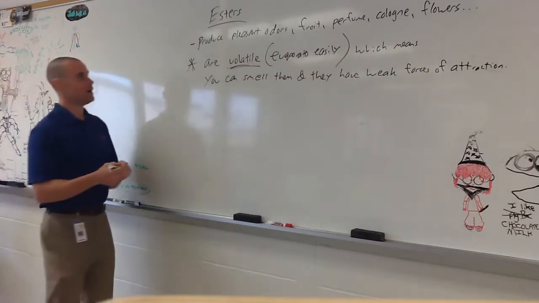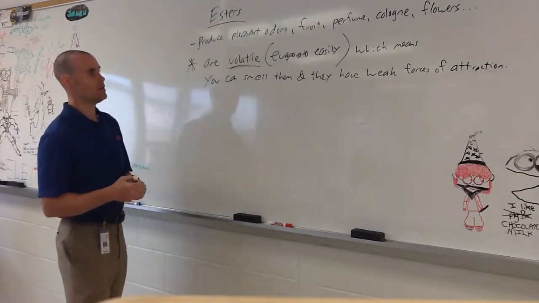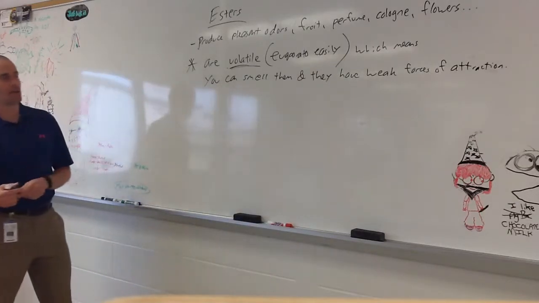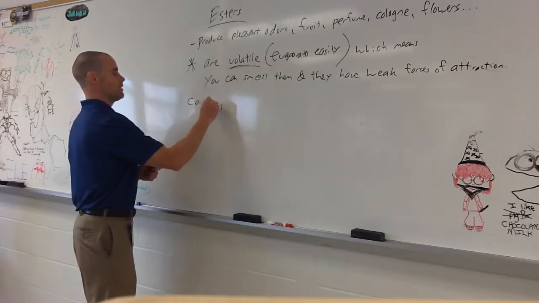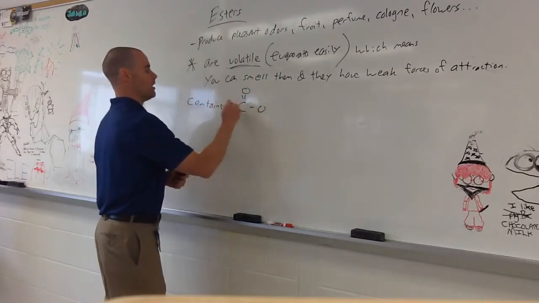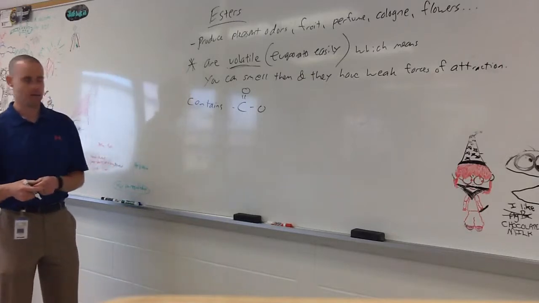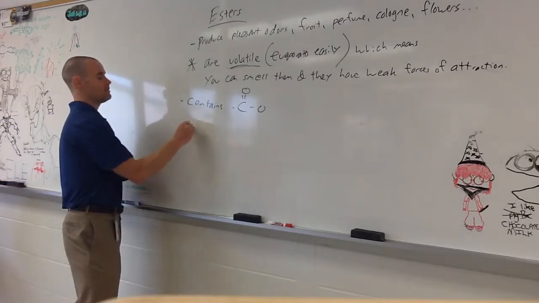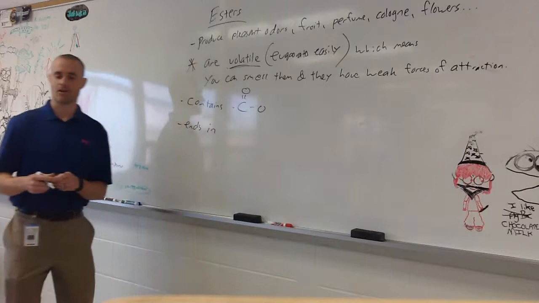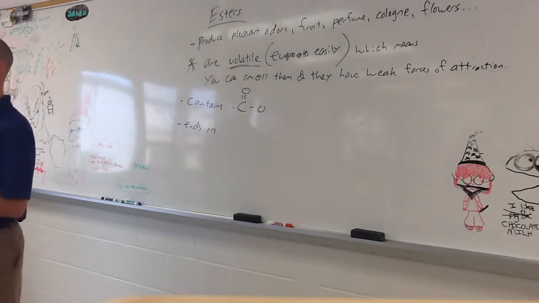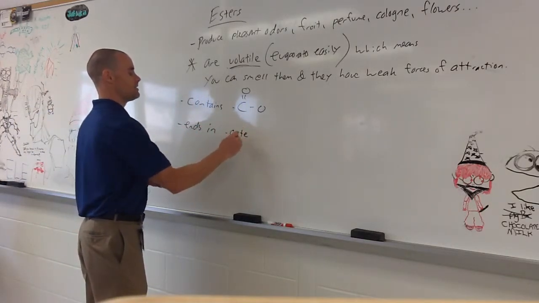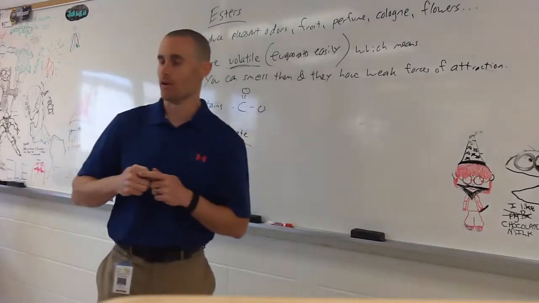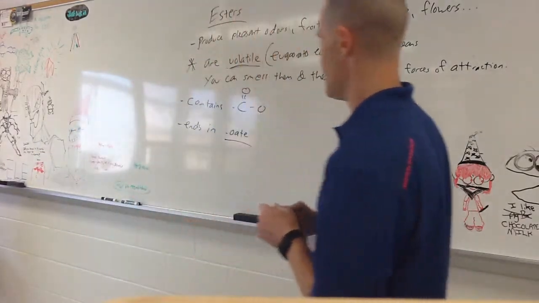Volatile. All right, now pleasant odors: fruit, perfume, cologne, flowers. We'll do a lab on that, and it's kind of cool. It contains a C double bond O with the O. You've got to have that. If it doesn't have that, it's not an ester. And it ends in, what does it end in? If you look at Table R, what's the end of the name? Oate. Right. These are not easy to name. I'm not going to sugarcoat it. These are not easy to name.